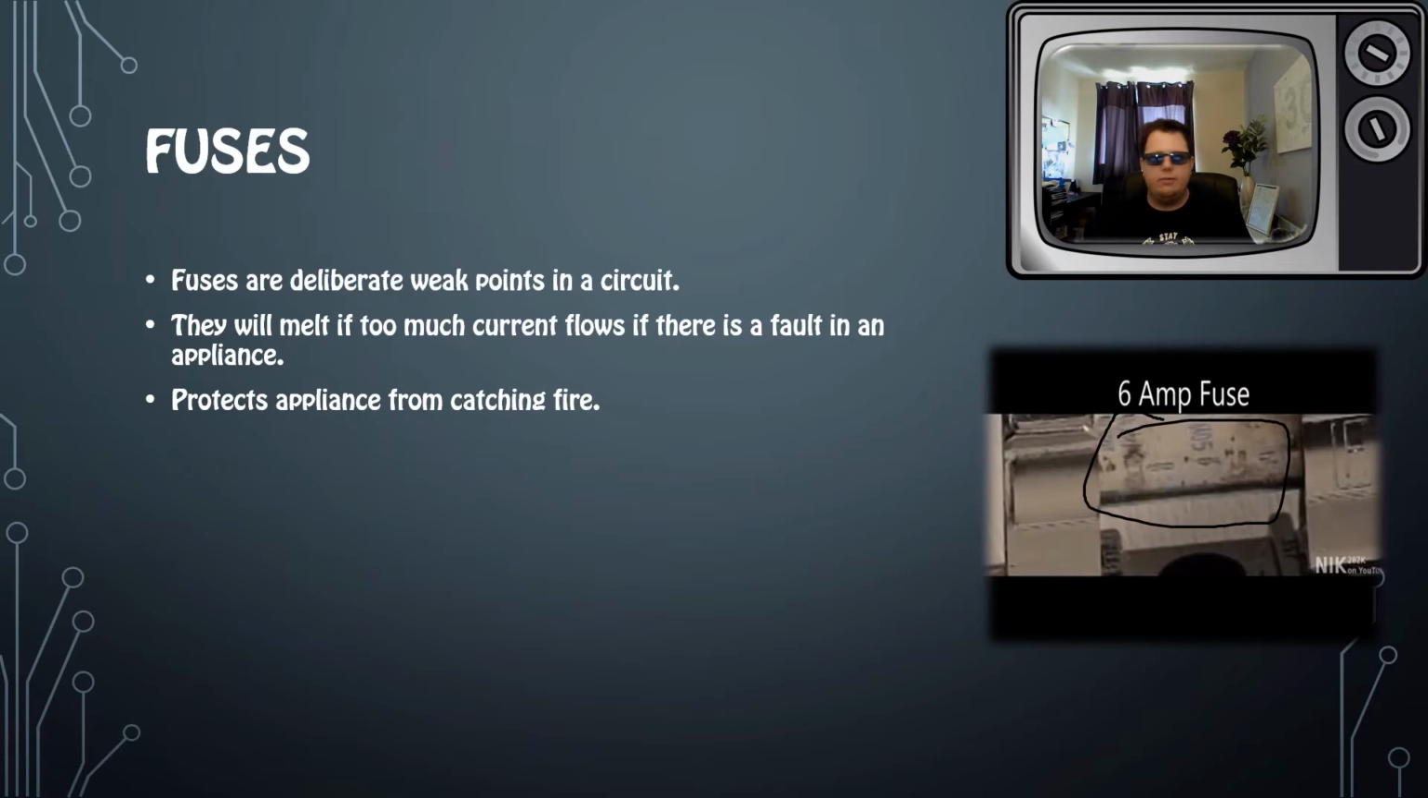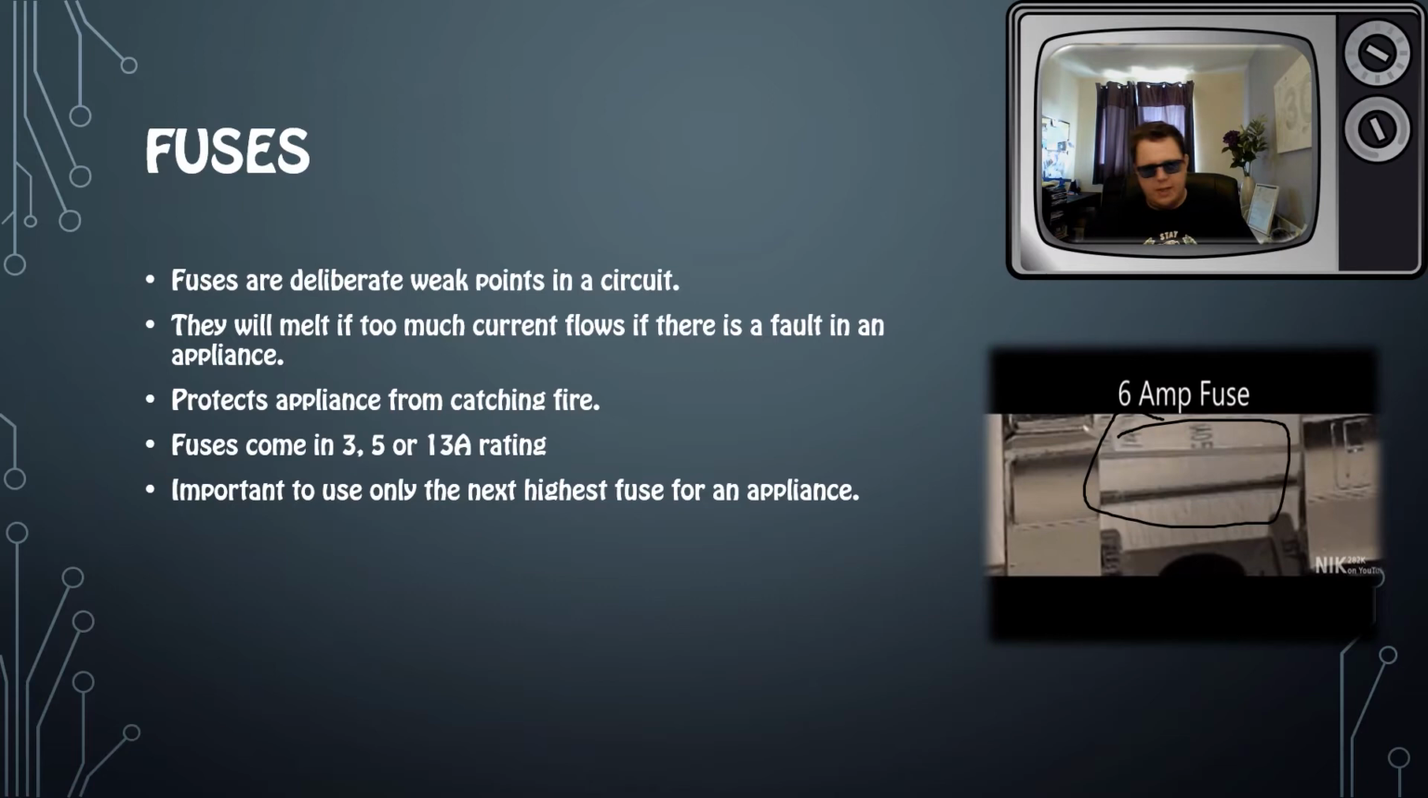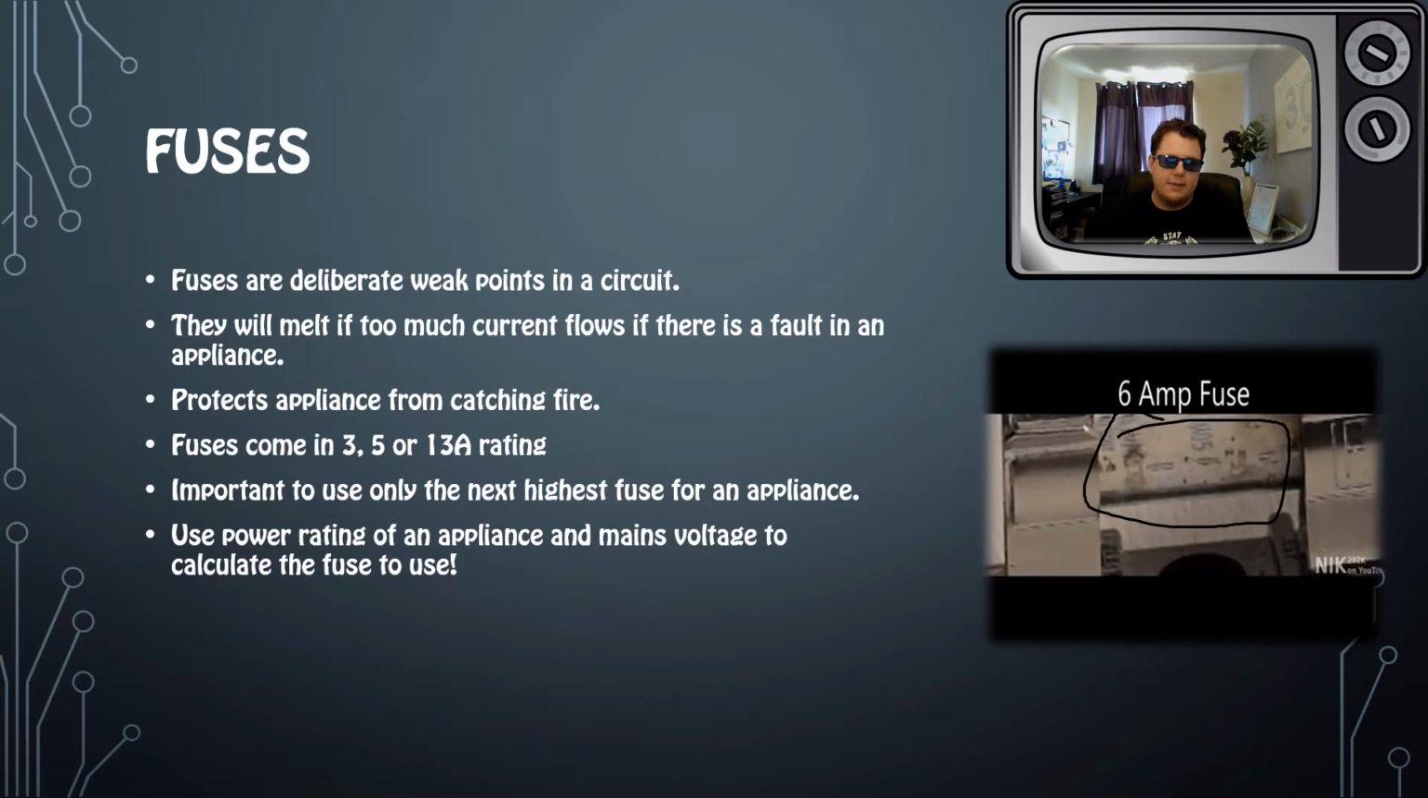Now, fuses come in 3 ratings for domestic use, 3, 5 or 13 amps. Yes, I know that's 6 amps, but that's for something else. Now, it's important that you only use the next highest fuse. Now, that means there is a big gap between 5 and 13, unfortunately, but that's just the way it is. Alright, so how do you do it? Well, you use the power rating and mains voltage to calculate the current.